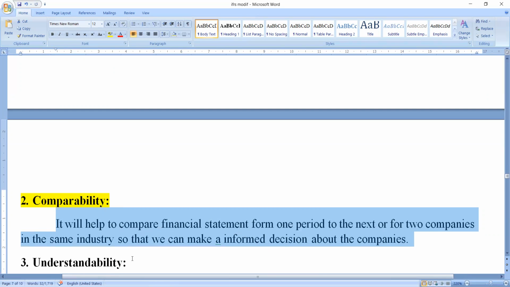Comparability is also one of the features of the IFRS. When we are following the IFRS standards, it is very easy to compare. It is very easy to compare one company's financial statement with another company's financial statement.